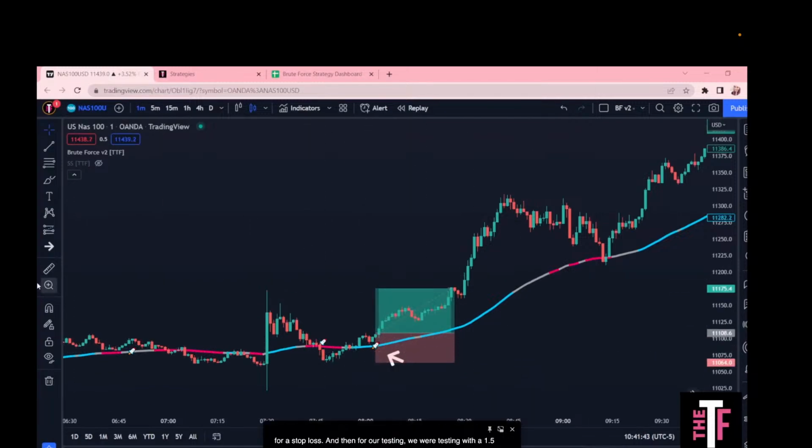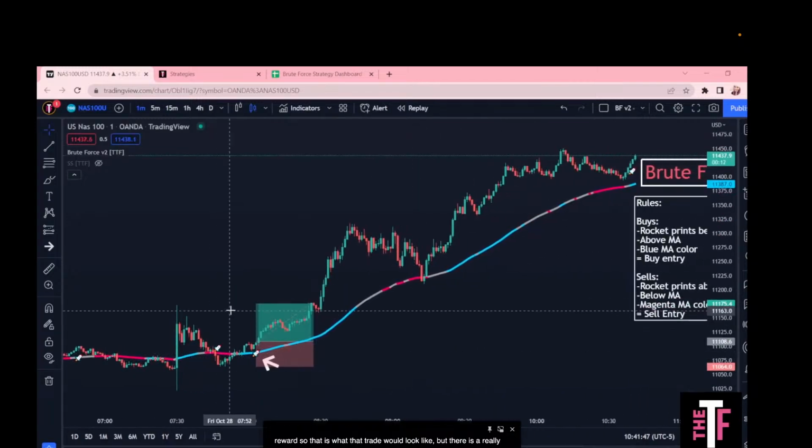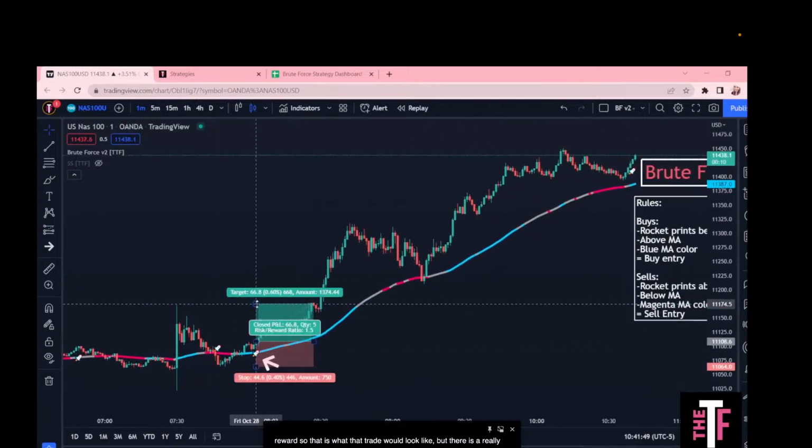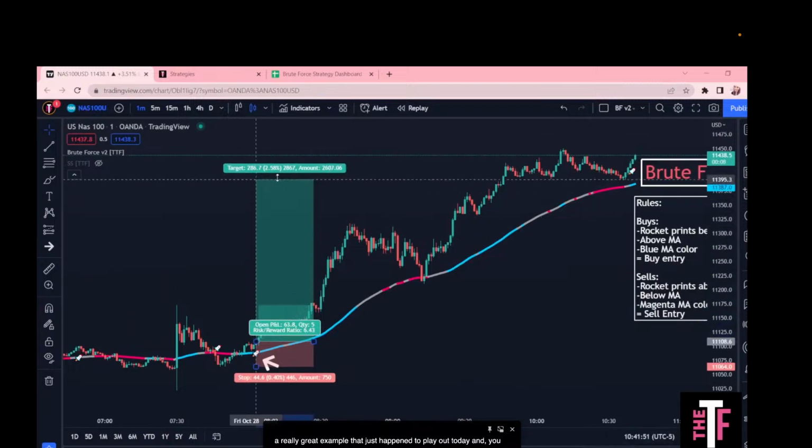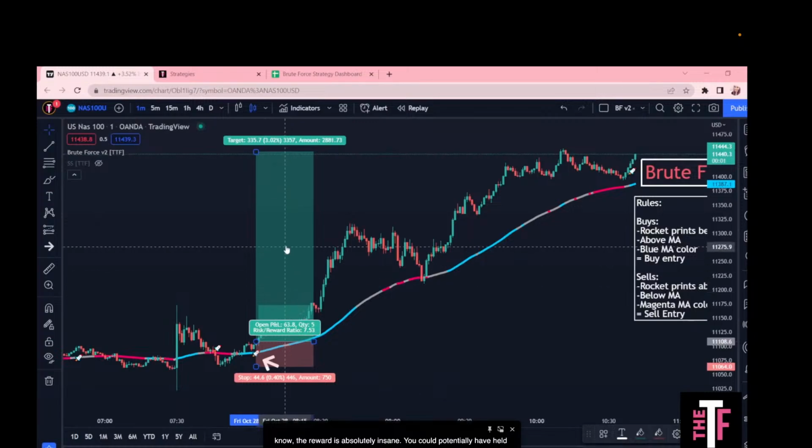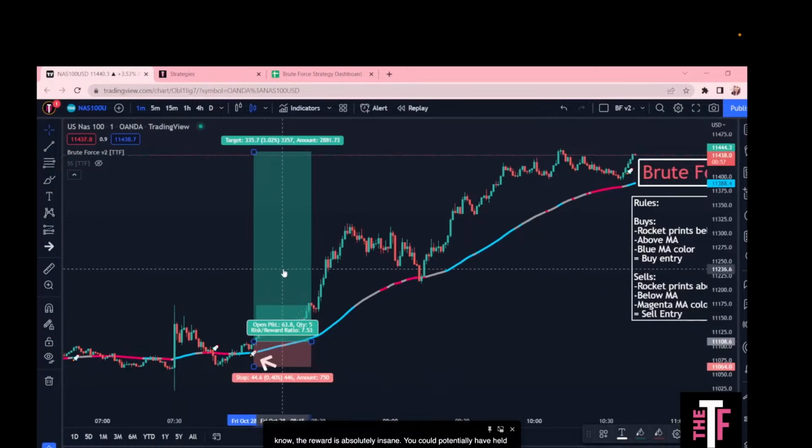But there is a really good potential to trail many of these trades. As you can see, this is a really great example that just happened to play out today. And the reward is absolutely insane. You could potentially have held this and, if you were really good, gotten a 7-some reward here. So there is a potential to actually trail these, and I would suggest that if you are going to trade this, you do look at expanding your skills into learning how to trail.